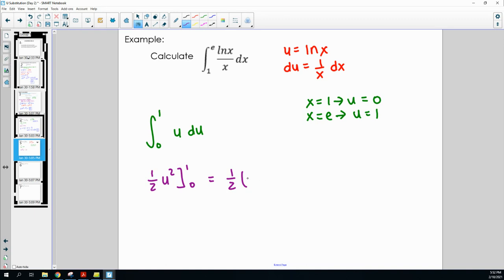So now I plug in the 1, so I just get 1 minus 0. So this is going to give me 1/2.